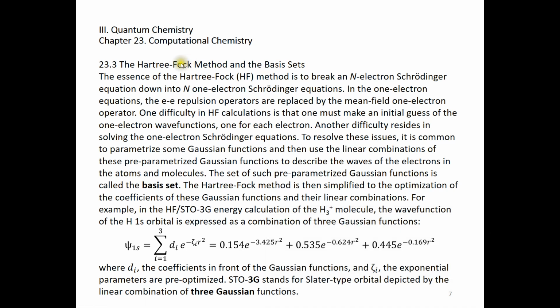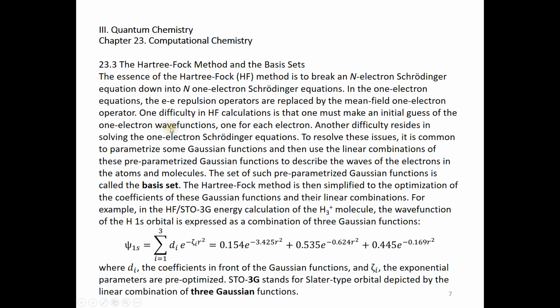Chapter 23, Computational Chemistry, Section 23.3, the Hartree-Fock method and the basis sets. The essence of the Hartree-Fock method is to break a many-electron Schrodinger equation into many one-electron Schrodinger equations. In the one-electron equations, the electron-electron repulsion operators are replaced by the mean field one-electron operator.